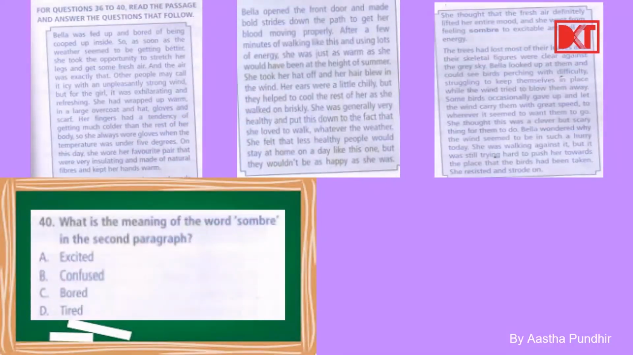Okay, so here, what is the meaning of the word sombre in the second paragraph? In the second paragraph, yes. So where was it? Here, sombre. Feeling sombre to excitable and full of energy. Here, excited, confused, bored or tired. From bored to excitable, the correct answer is C, bored.